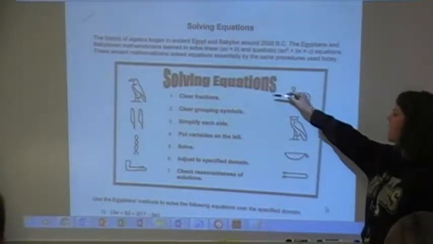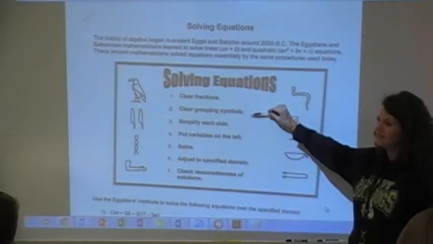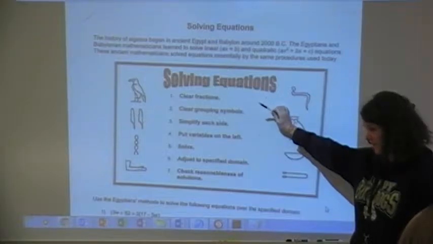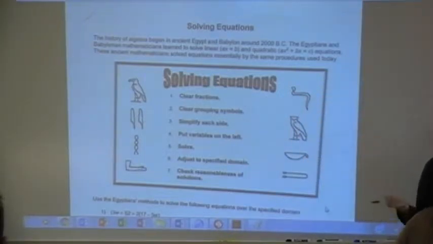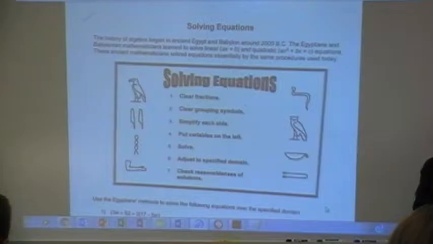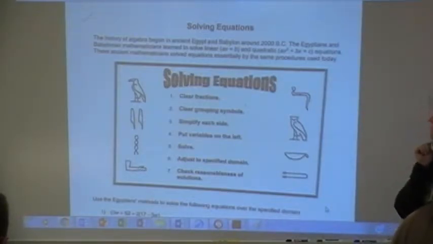So the first step is to clear fractions. The second step is to clear all grouping symbols. Now, you learned parentheses, but we're going to call them grouping symbols because there are more than just parentheses. Brackets, absolute value signs, square root signs, fraction bars, all of those things are considered grouping symbols. And in PEMDAS, they are the things you do first. You have to do something above or below a fraction bar before you can do anything else, because fraction bars are grouping symbols. So is a square root sign, so are absolute value signs, so there's more than just parentheses. So that's why they say grouping symbols.